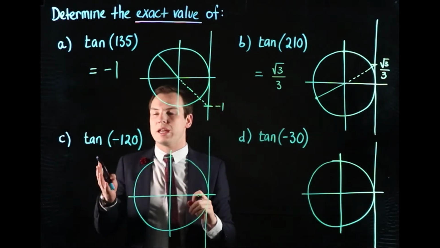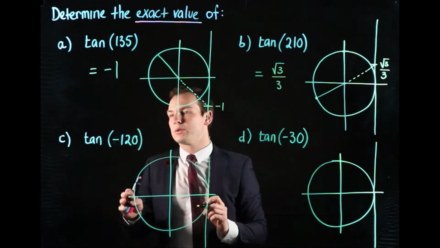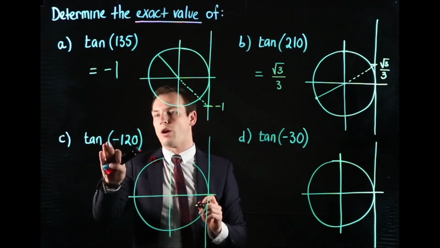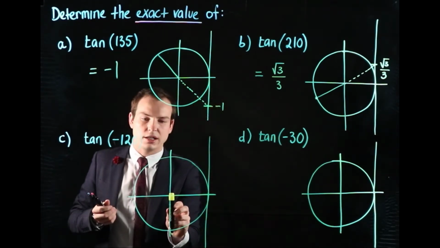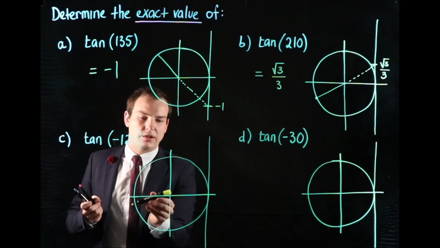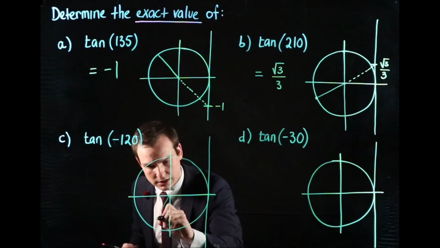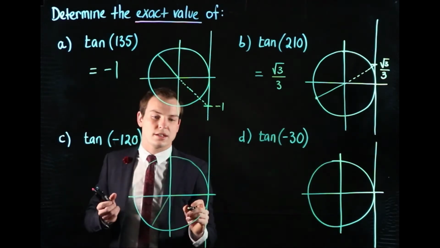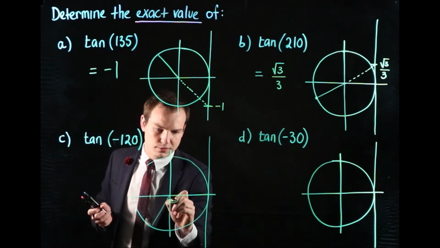So for part C, we're now going to look at what happens when we have negative angles. So we want to find the exact value of tan of negative 120 degrees. This would be negative 90, and then that would give negative 180. So negative 120 is going to be about there. So let's go ahead and draw that in. If we put that angle in there, that's going to be negative 120 degrees.